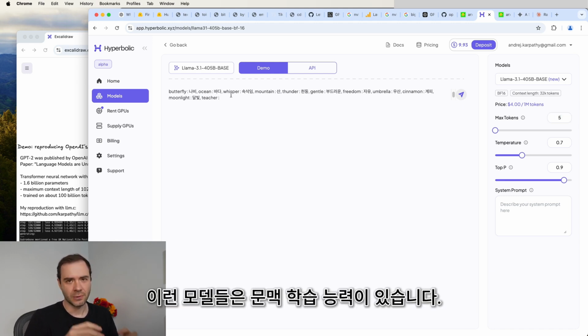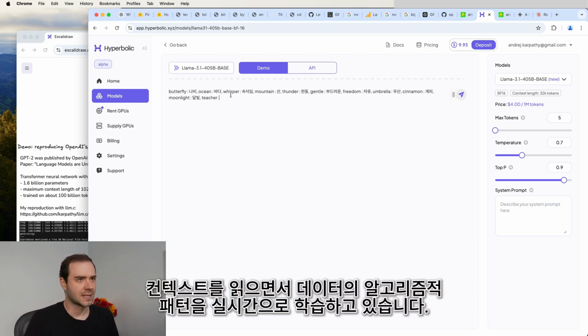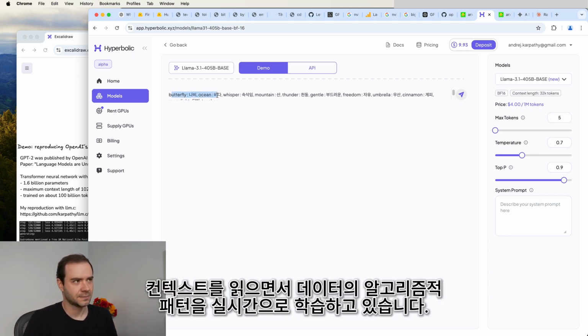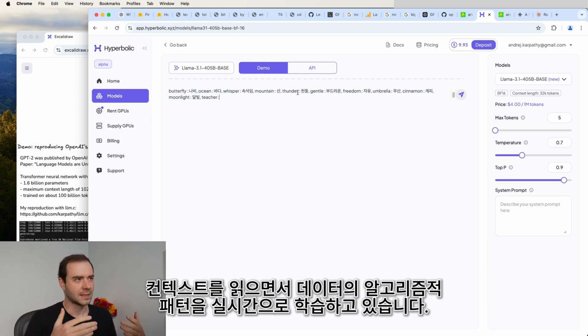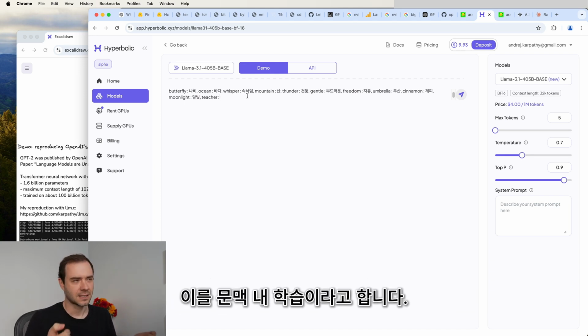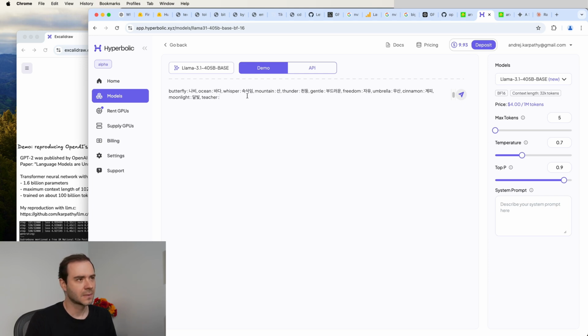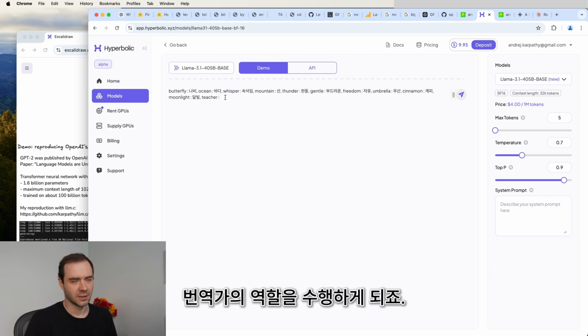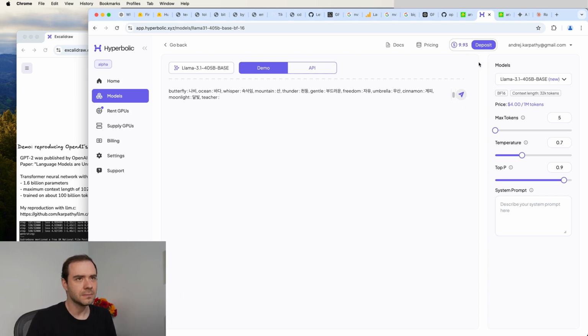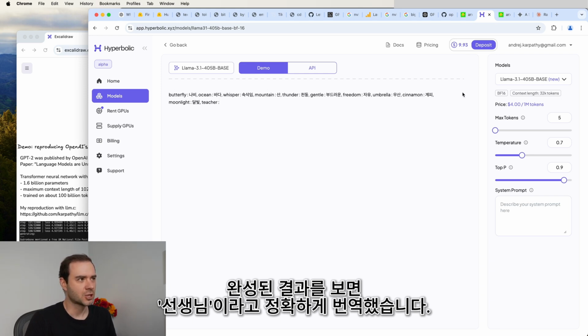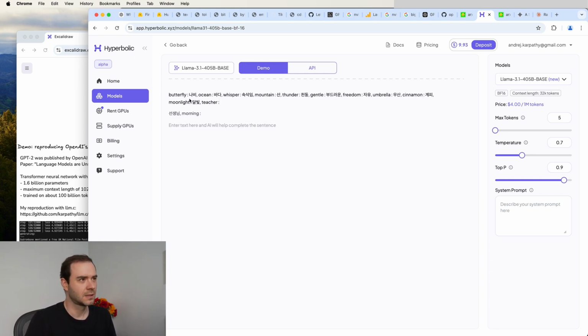And these models have what we call in-context learning abilities. What that's referring to is that as it is reading this context, it is learning sort of in place that there's some kind of an algorithmic pattern going on in my data. And it knows to continue that pattern. And this is called in-context learning. So it takes on the role of a translator. And when we hit completion, we see that the teacher translation is 선생님, which is correct.